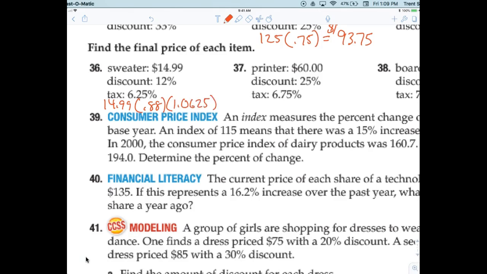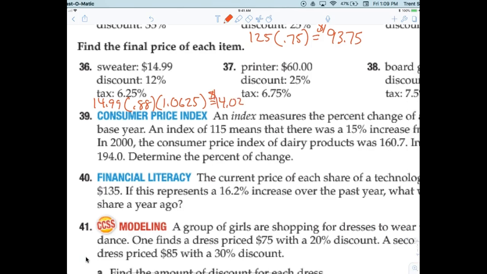Now, everybody needs to stop what you're doing. You need to look up here. Last year, this was like the super hard part of the lesson. Now you're buying something, it's discounted, and you have to pay the tax. Is everybody comfortable with $14.99 times 0.88 times 1.0625? Any issues? Final answer: $14.02. That's what I got. Very good.